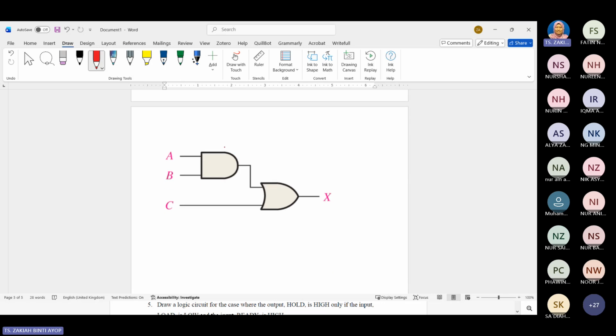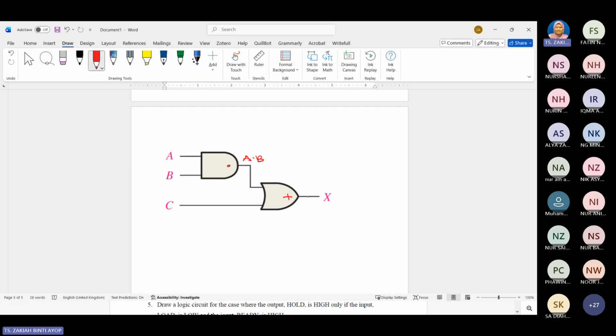Okay, what you need to do is determine what type of function it is. Remember the symbol: this is an AND, a dot, and this one is a plus. After that, know what type of input. So this is AB, which means A dot B. Anytime after the gate, you write the input, write the output result.